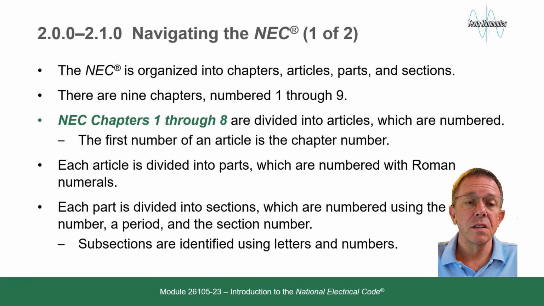Navigating the NEC. The NEC is organized into chapters, articles, parts, and sections. There are 9 chapters, numbered 1 through 9. NEC Chapters 1 through 8 are divided into articles, which are numbered. The first number of an article is the chapter number. Each article is divided into parts, which are numbered with a Roman numeral. Each part is divided into sections, which are numbered using the article number, a period, and then the section number. Subsections are identified using letters and numbers.